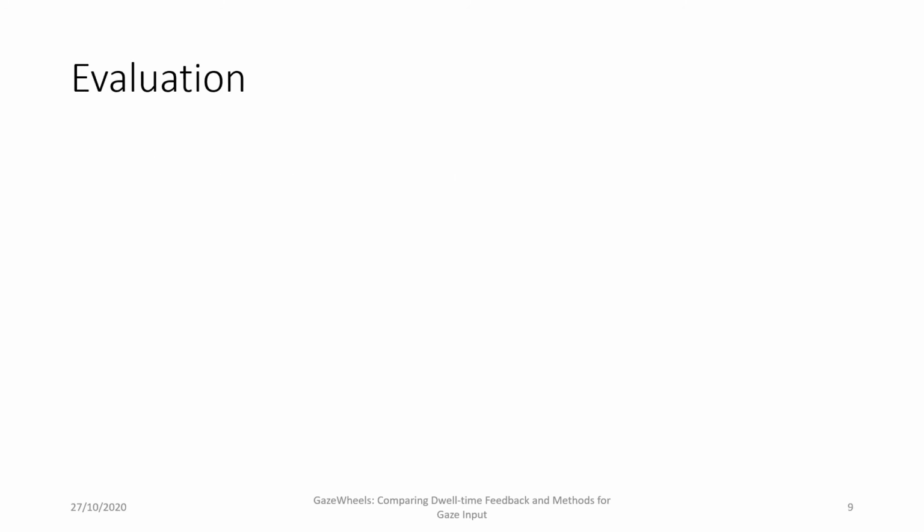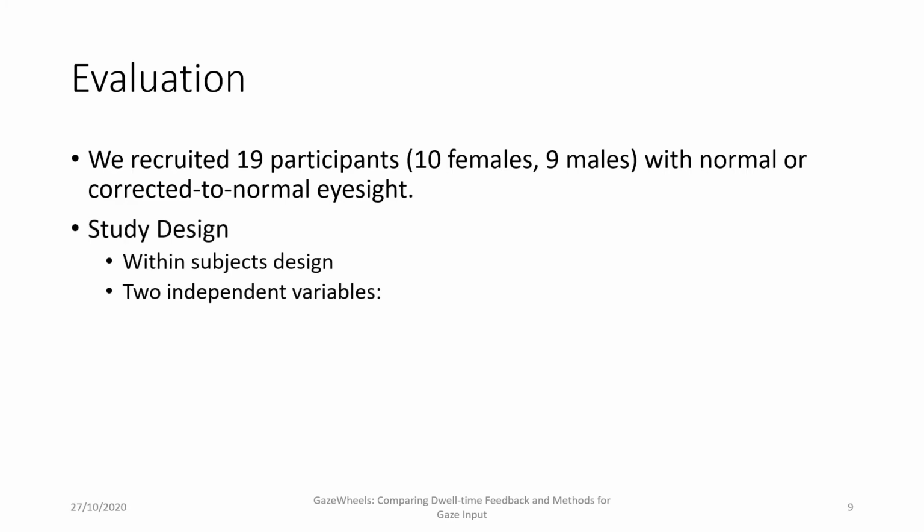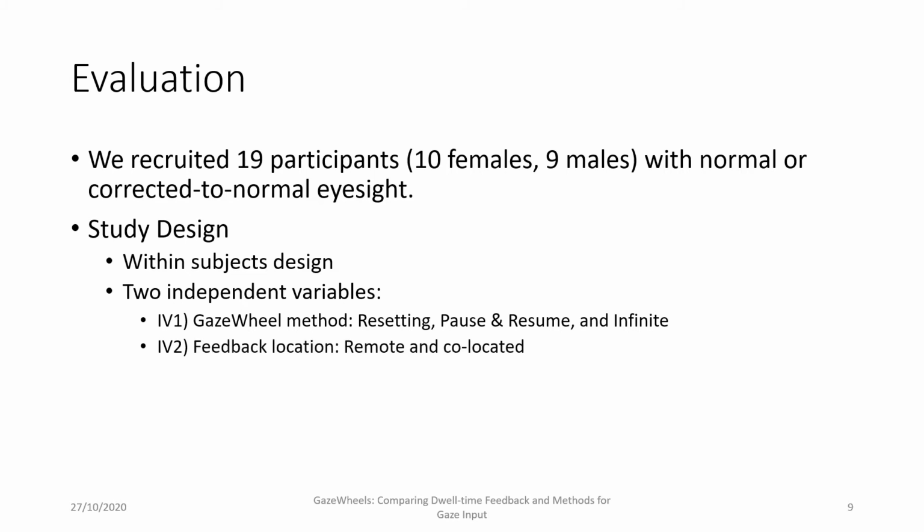After implementing GazeWheels, we evaluated it in a user study. So we recruited 19 participants, 10 females and 9 males with normal or corrected to normal eyesight. And then we followed a within subjects design where we had two independent variables. The first was the method of GazeWheels, so whether it's a resetting, pause and resume, or an infinite GazeWheel. And the second independent variable was the location of the feedback, so whether it's remote, which appears above the keypad, or co-located on the target itself.